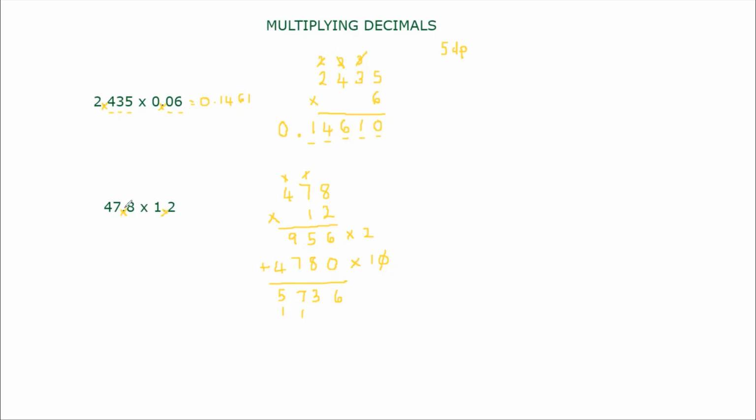And you now need to put your decimal places in. So in our sum, we had 1, 2 decimal places, so we need to have 2 decimal places in our answer. So we're going to count from here, 1, 2, decimal point will go in there. Okay, so hopefully that will help consolidate your learning on that one there.